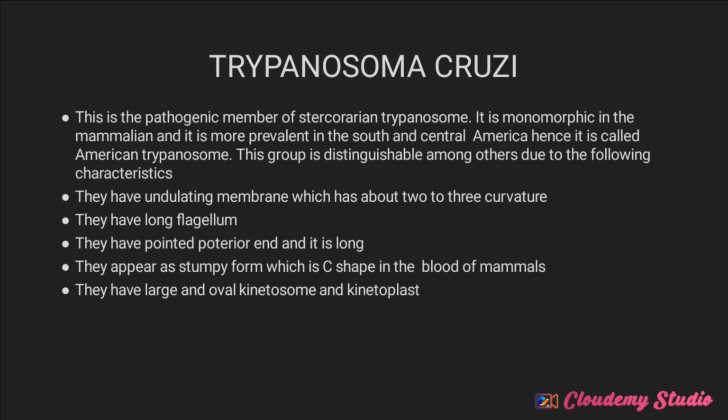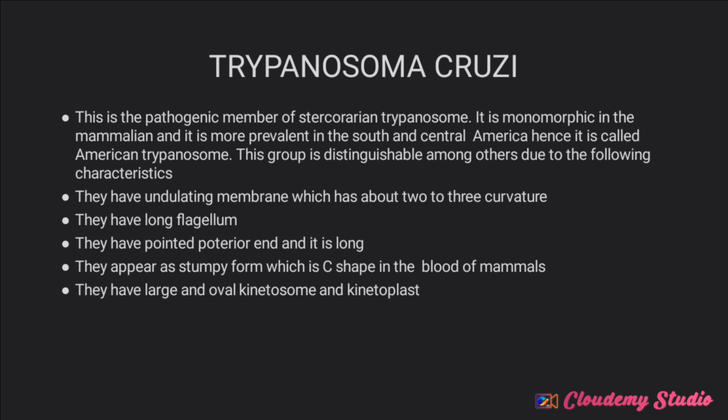You know, Trypanosoma brucei is polymorphic, but these ones are monomorphic, and they are monomorphic in the blood of the mammal. They are more prevalent in South and Central America, hence they are called American trypanosomes. Hence they cause a disease known as American trypanosomiasis.